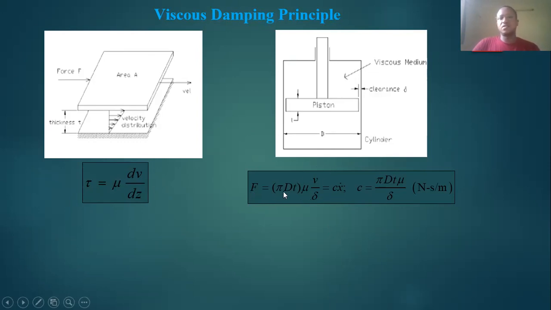Shear force equals shear stress times shear area, because stress equals force over area, so force is equal to stress times area. From this relation, we can see the constant is pi d t mu over delta, which is the C value. That is the damping value, a constant damping value, with units of Newton second per meter.